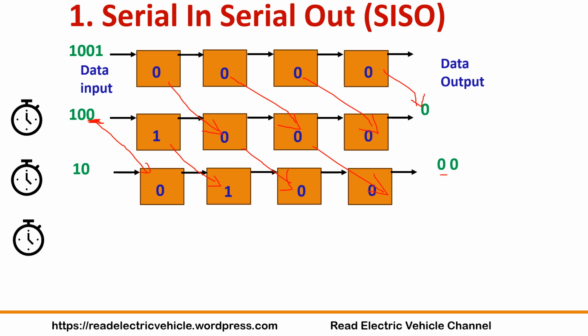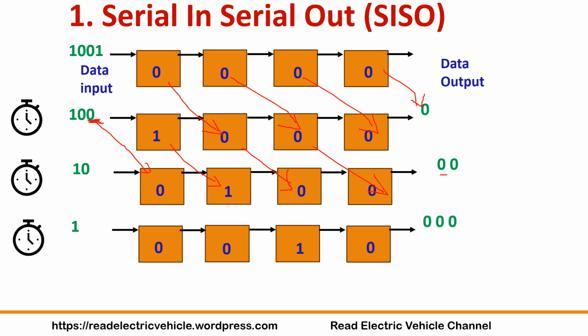Next we will give the next clock pulse. This data should enter inside this flip-flop. Whatever was here previously will come here, this one will come here, this 0 will come here, and this 0 will come out.